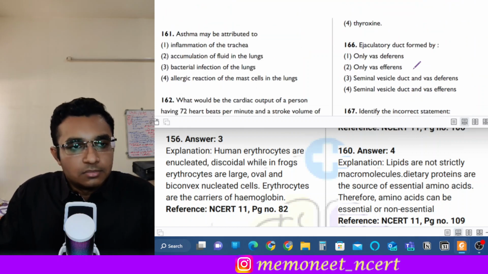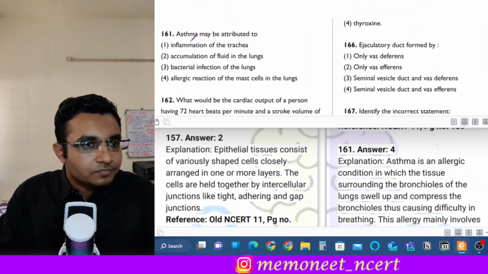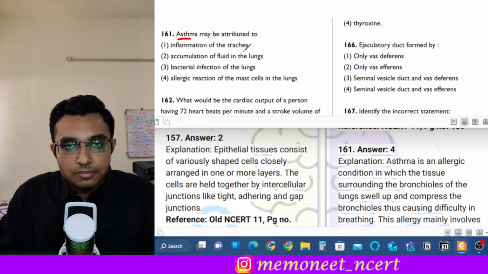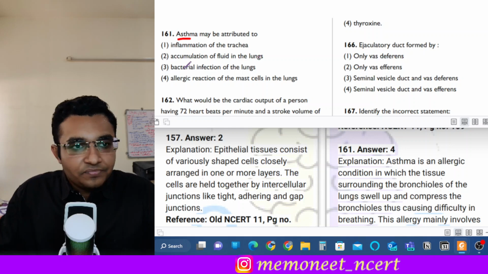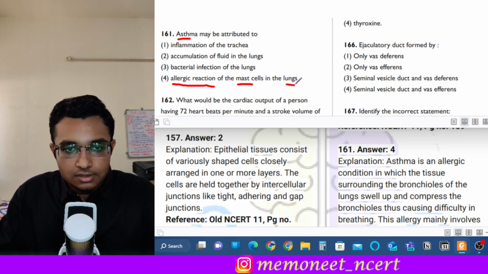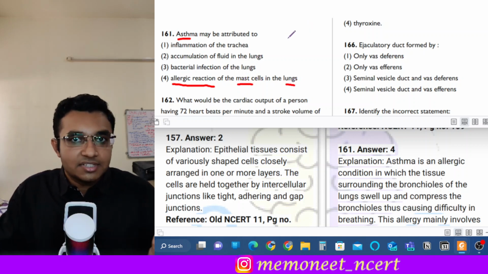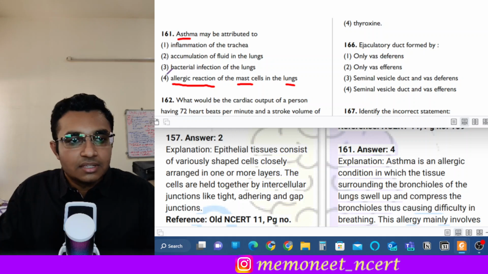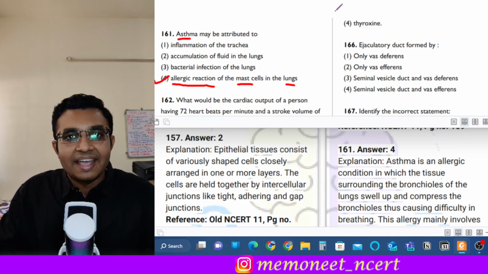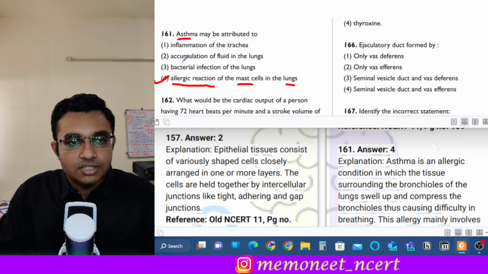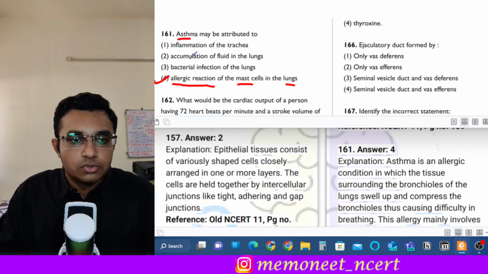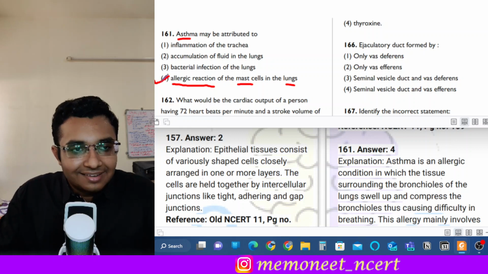Okay, moving on to the next question, question 161. Asthma may be attributed to: inflammation of trachea, accumulation of fluid in the lungs, bacterial infection of the lungs, and allergic reaction to the mast cells in the lungs. As we know, asthma is a hypersensitivity reaction, right? It is a type 4 hypersensitivity reaction and it is an allergic reaction. So the correct answer is option 4. Asthma is a hypersensitivity and allergic reaction, in that our body produces an exaggerated response towards allergens.